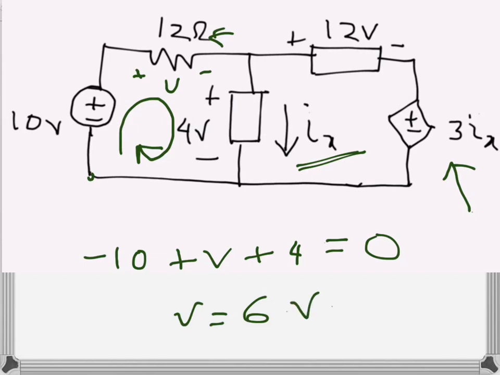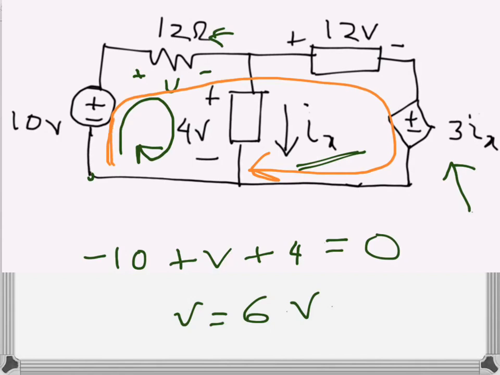So that's there. Now what we can do, maybe I will use a different color. We will apply KVL in this bigger outer loop. That way we will get the value of the voltage drop across the current dependent voltage source. So again we will write the drops as positive.